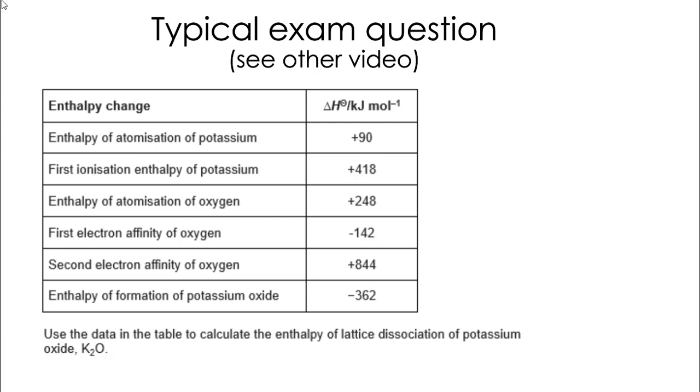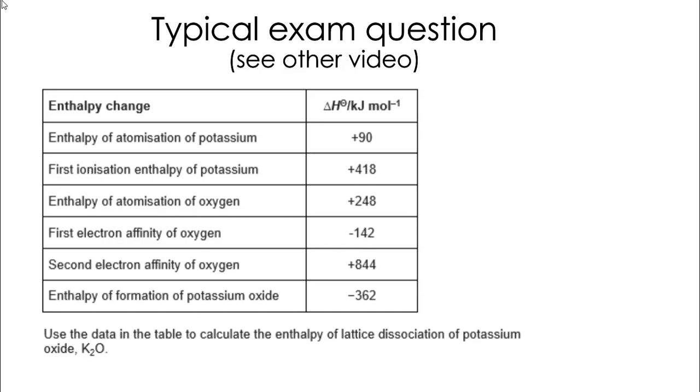Right, here's a typical exam question, where it's giving you some data. You need to draw a Born Haber cycle and use that Born Haber cycle to calculate the enthalpy of lattice dissociation in this case. When we're doing these questions, we need to be very clear whether it's dissociation or formation. Otherwise, you'll end up with the same value, but the opposite sign.